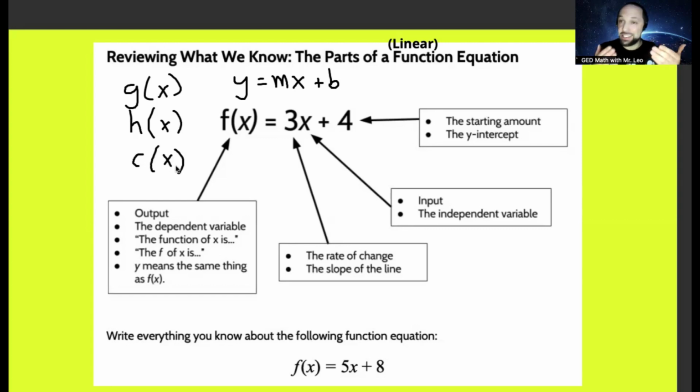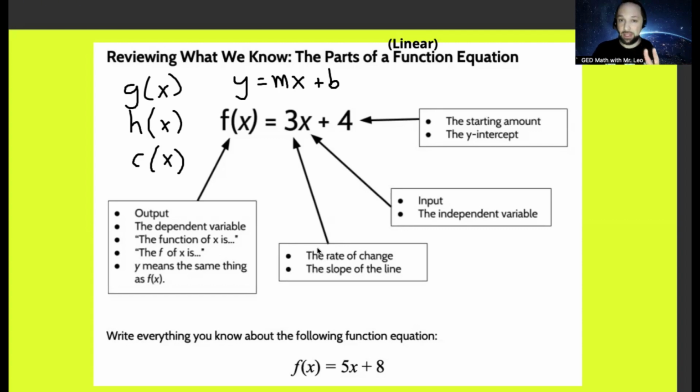They used the letter c there to refer to cost, to refer to something specific for the question. Okay, all of that is the output. This is the language of math. Boom, here's what we're looking at today, the multiplier. In this case, it's 3. That is the rate of change.